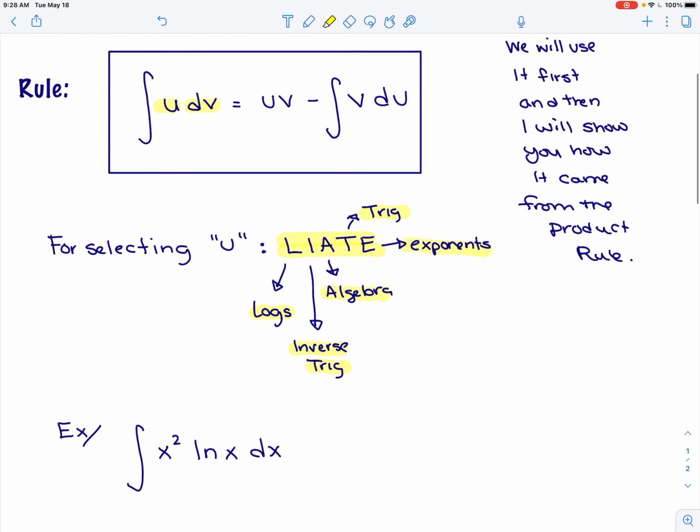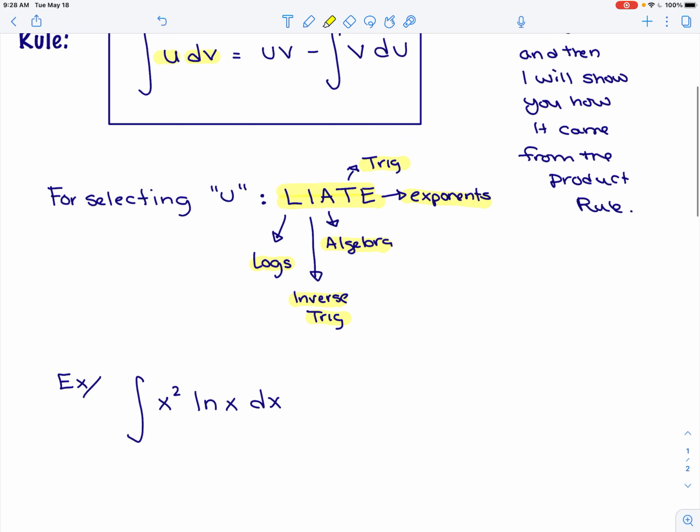Let me just show you with a little example. I have a way of organizing these questions, which I will do in the next video, but for this one, let's just use the rule and see what we see. I look at the question and I start with logs. Do I have a log? Yes. So that log is going to be my u. Everything else in the question is going to be my dv.